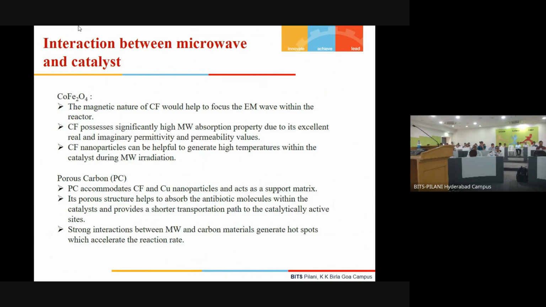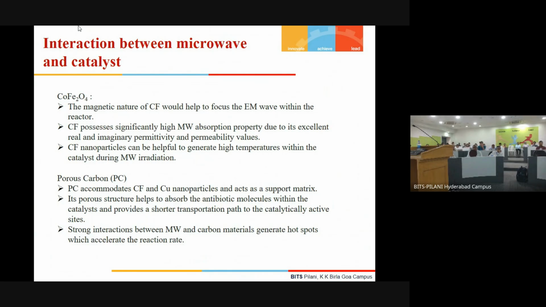So here the mechanism is very simple. Cobalt ferrite is a magnetic material as well as a dielectric material. When it is exposed to microwaves, it gives magnetic loss as well as dielectric loss, and it is a very good microwave absorber. When it absorbs microwaves, it generates temperature spots, hot spots.